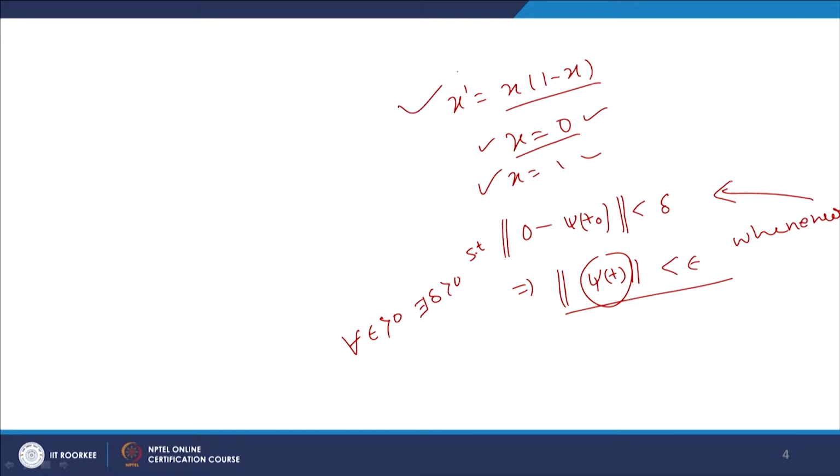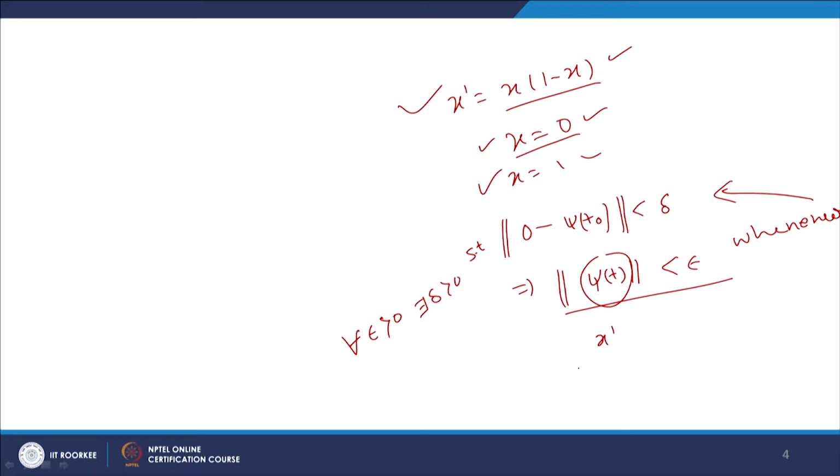So let us first find the solutions of x dash equal to x into 1 minus x, so that we can work with the definition of stability for the 0 solution. First let us talk about the stability of the 0 solution, then we can talk about the stability of the solution x equal to 1. So, let us first find the solution here.